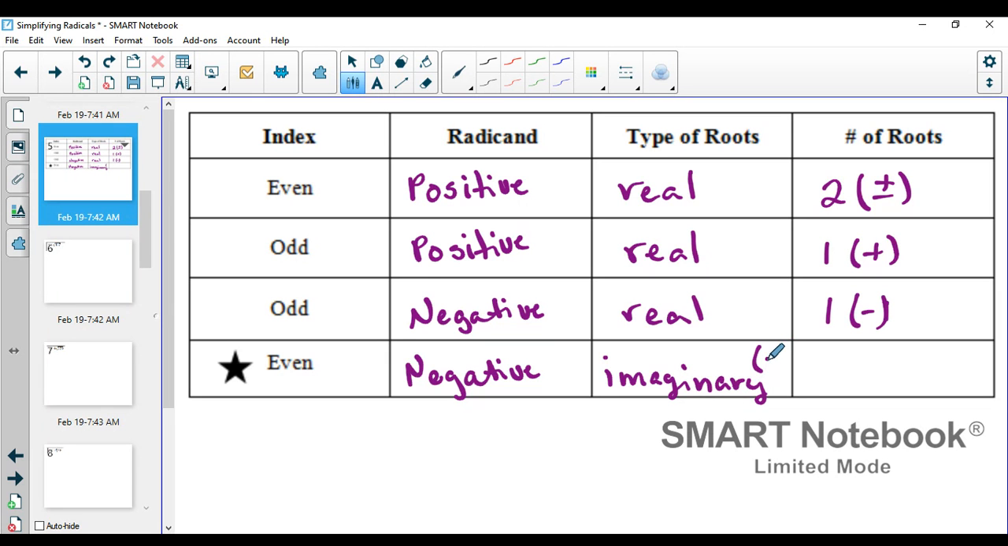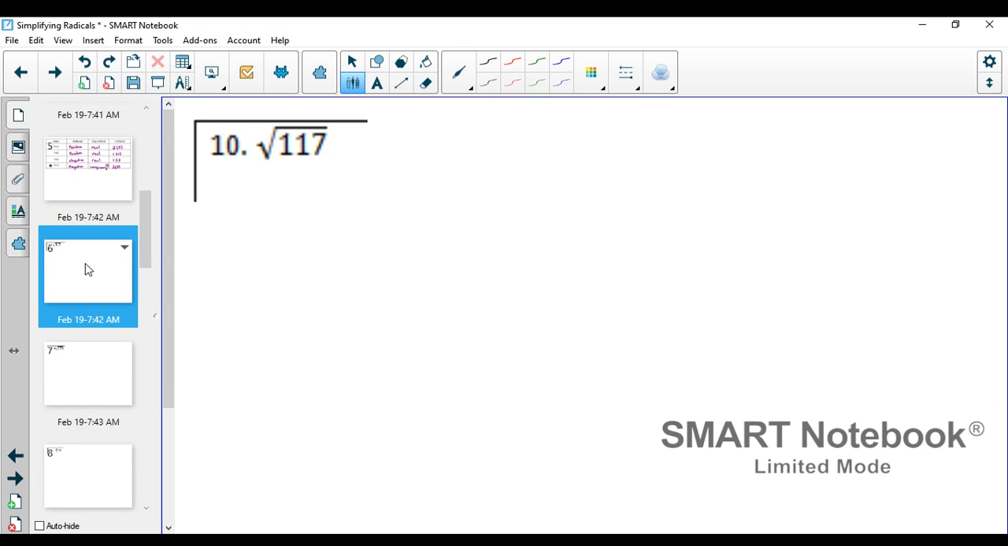And this is where we'll have i involved in our answer. Okay. And this time we'll still have 2 roots and we'll have a plus or minus. But remember, we'll also have the i involved. Okay. So now we're going to start simplifying some radicals that aren't perfect squares or perfect cubes. And eventually we'll get to where we have some variables involved. So what we need are the factors of 117. So easiest way, Google them or just type them in your calculator.